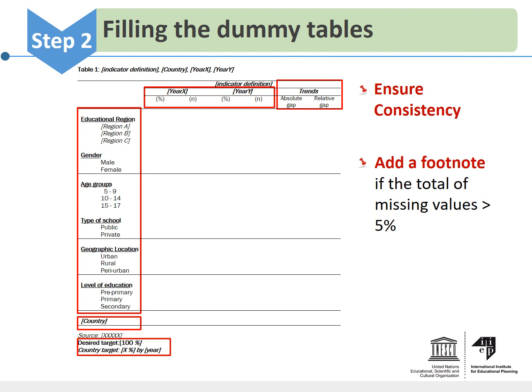For tables with data available for several years, the last two columns are used to report the common measures on evolution between two periods of time, that are the absolute gap and the relative gap.